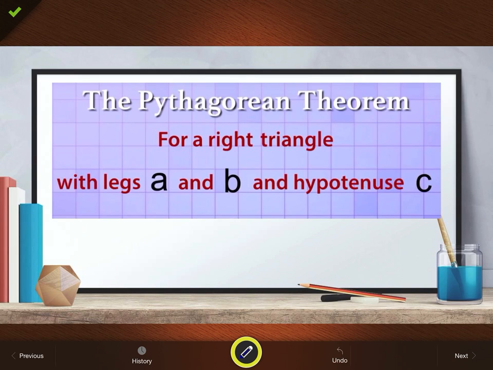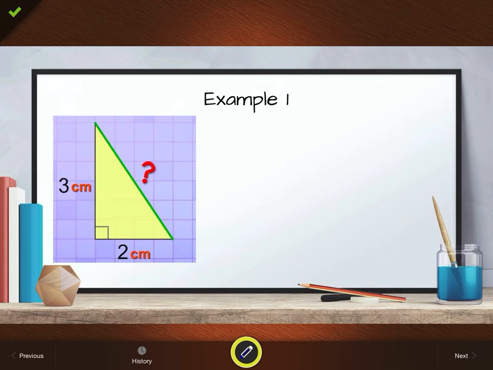So, jumping right in, the Pythagorean theorem for a right triangle with legs A and B, and hypotenuse C, remember your Pythagorean theorem says A squared plus B squared equals C squared. Leg squared plus leg squared equals hypotenuse squared. So, let's take a look at an example.